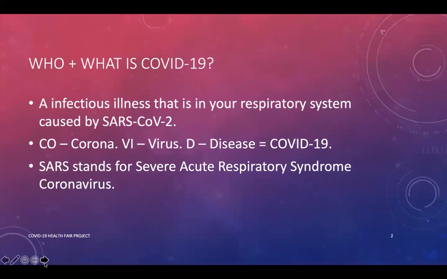So now I'm going to start by breaking down exactly who and what is COVID-19. COVID-19 is an infectious illness in your respiratory system caused by SARS-CoV-2. Now you see all these abbreviations and you're wondering what they mean. I'm here to break it down. CO in COVID-19 means corona. VI is virus. D stands for disease. And that all equals COVID-19. The 19 stands for 2019, when the virus arrived. SARS stands for severe acute respiratory syndrome coronavirus.